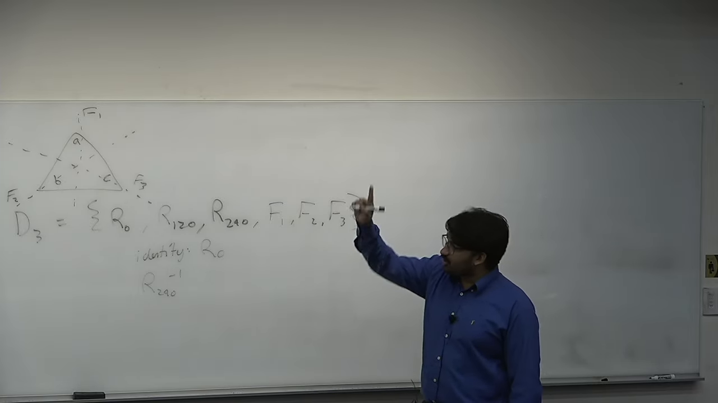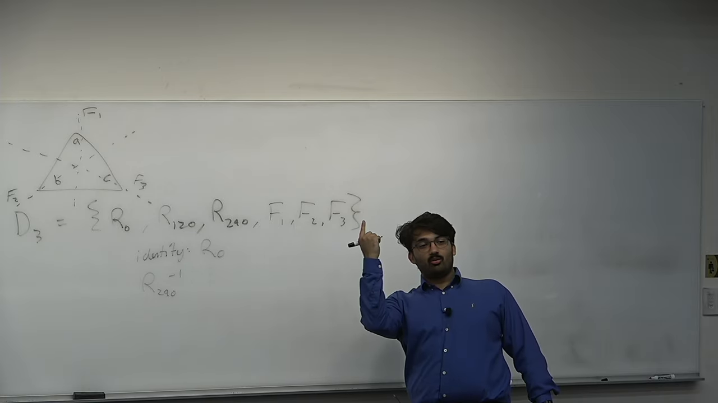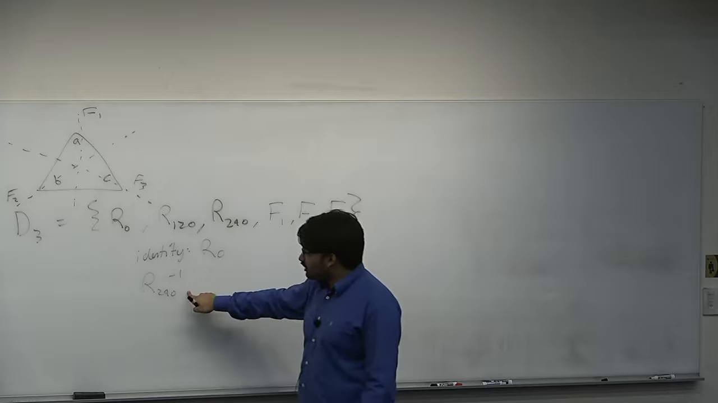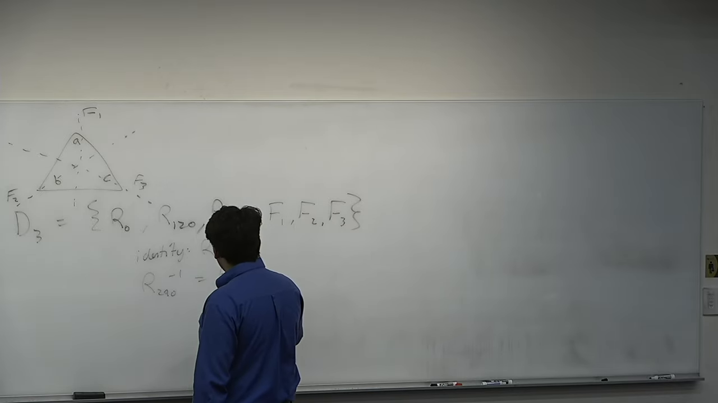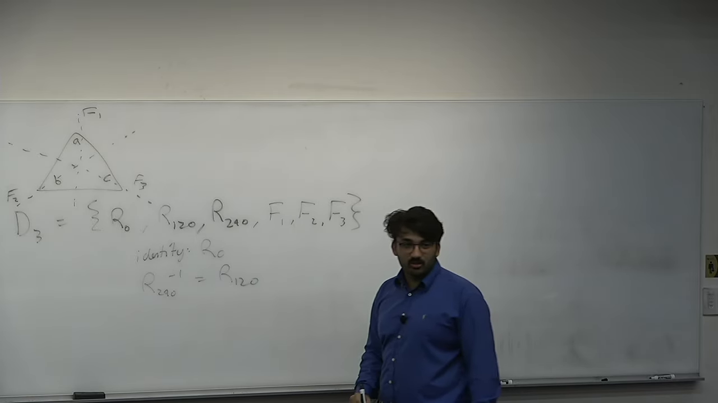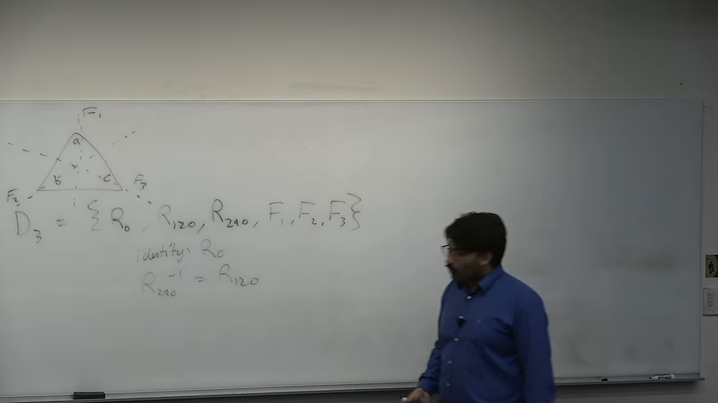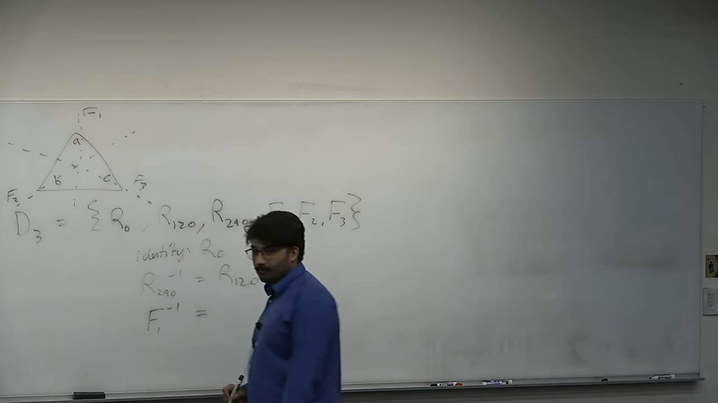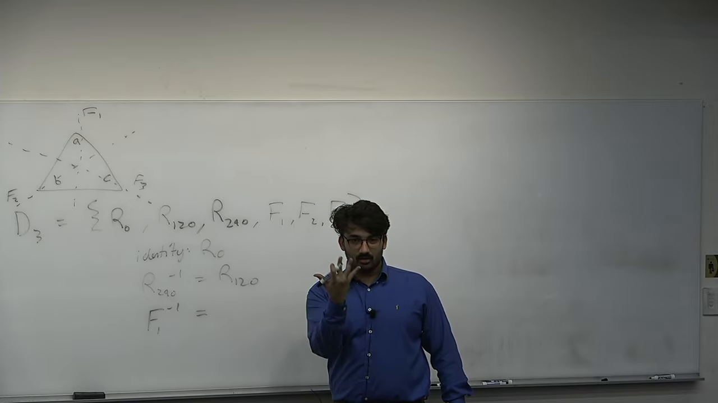Rotate 240, rotate another 120, you've rotated 360, you're back to the start. That's the identity. So the inverse of R240 is R120. Similarly, the inverse of R120 is R240. What is the inverse of F1? Yeah, you flip it, you just flip it again.